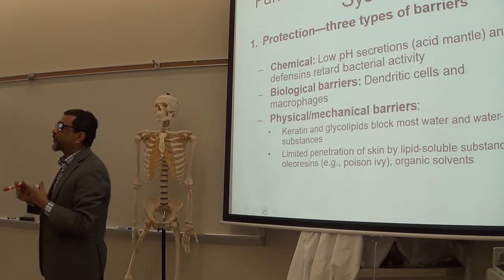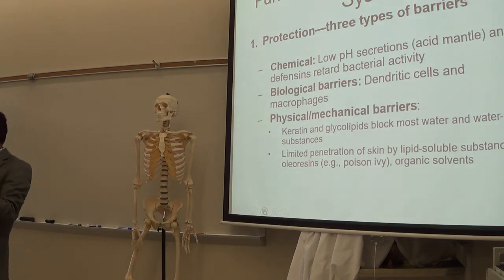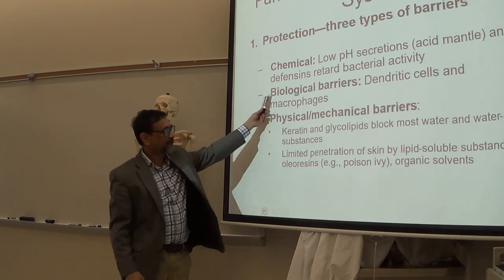Biological. In your skin, you have phagocytic cells. You know, macrophages, dendritic cells, those are the phagocytic cells in your skin. They do what? Phagocytosis. Engulf the antigens, okay, or enemy that try to invade the body. So those two types of phagocytic cells are the biological protections or barriers.